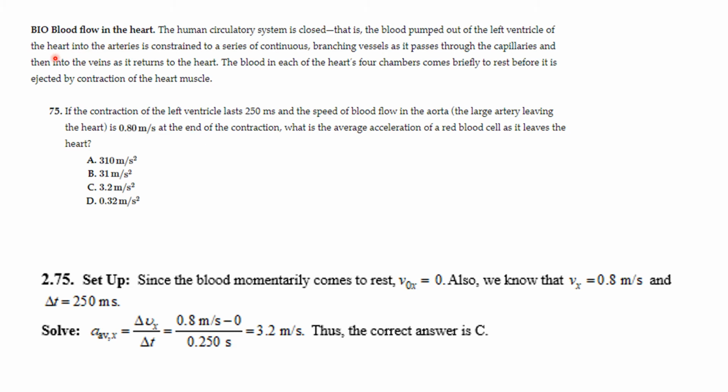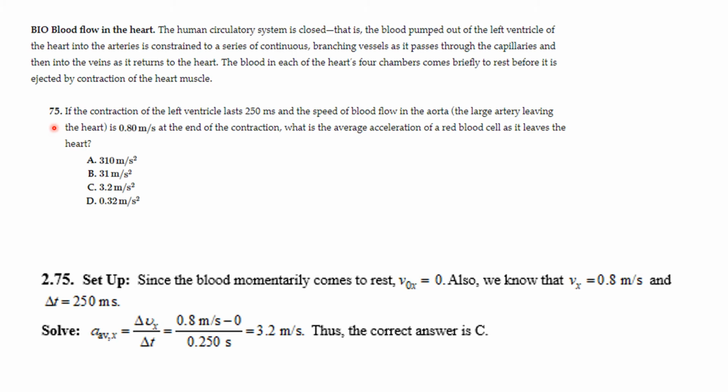Now this goes into a different biology setting. This has to do with blood flow in the heart. The human circulatory system is closed. That is, the blood pumped out of the left ventricle of the heart into the arteries is constrained to a series of continuous branching vessels as it passes through the capillaries and then into the veins, and it returns to the heart. The blood in each of the heart's 4 chambers comes briefly to rest before it is ejected by contraction of the heart muscle.